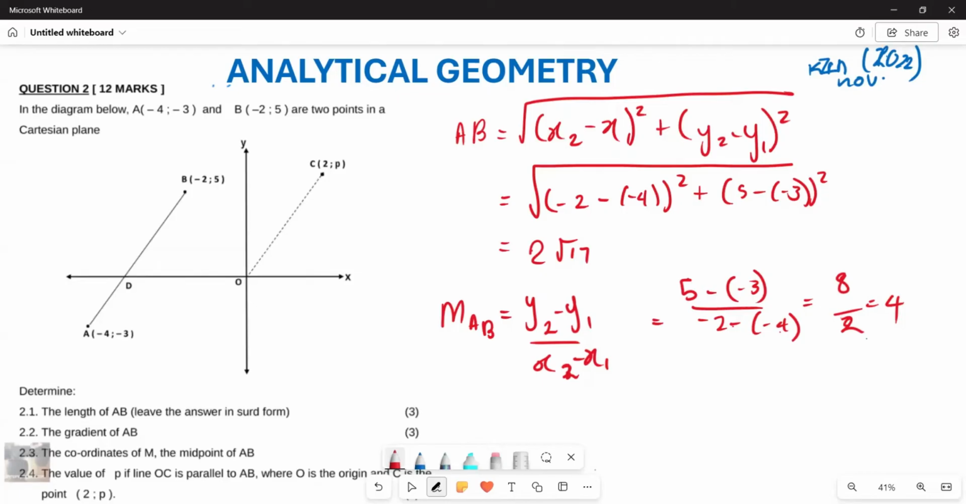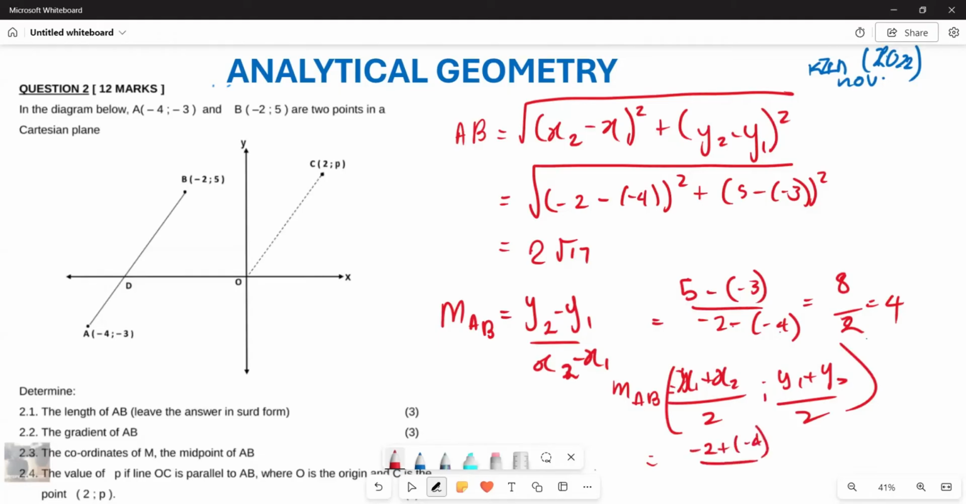When you're looking for the midpoint of AB, remember the midpoint formula states: x1 plus x2, divided by 2, and then y1 plus y2 over 2. Remember, we are looking for the midpoint of AB. And then what is your A? Your A is the same as -2 plus negative what?